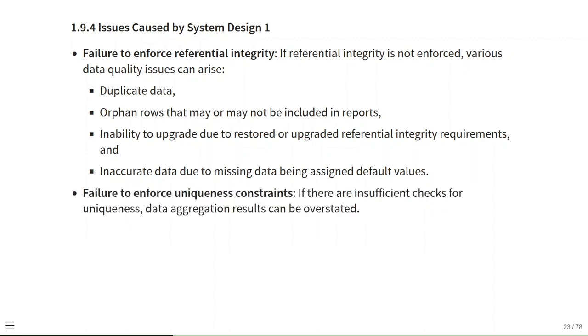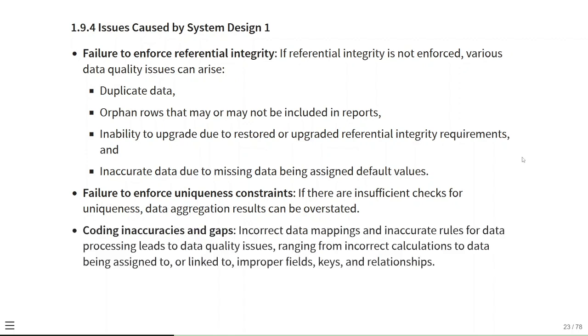Failure to enforce uniqueness constraints. If there are insufficient checks for uniqueness, data aggregation results can be overstated. Coding inaccuracies and gaps. Incorrect data mappings and inaccurate rules for data processing lead to data quality issues, ranging from incorrect calculations to data being assigned to or linked to improper fields, keys, and relationships.